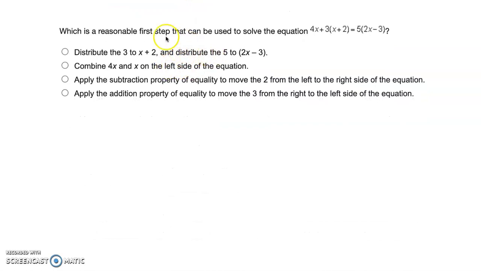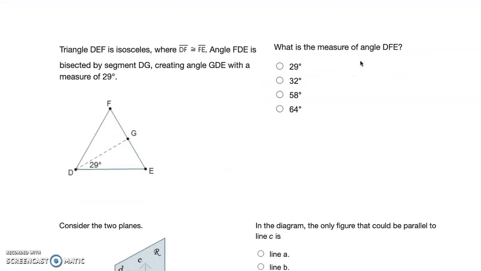This is a multi-step equation. What's the first reasonable step? Well, remember we've got to get rid of parentheses, so the first thing we've got to do is distribute on both sides. So that one is the first one. We've got to distribute first on both sides.